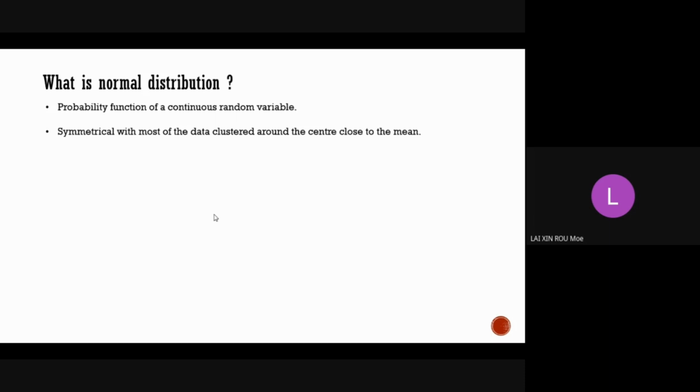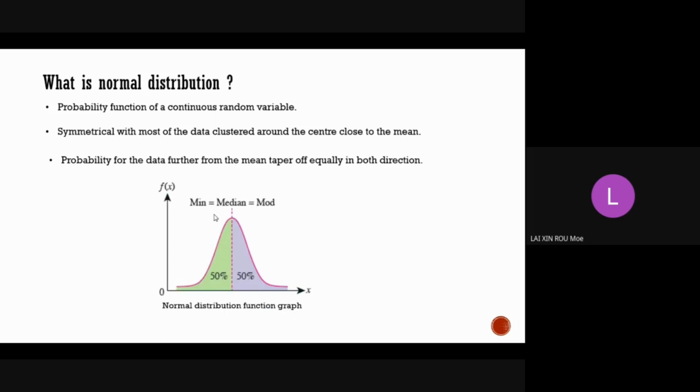So what is normal distribution? A normal distribution is a probability function of a continuous random variable, and the distribution is symmetrical with most of the data clustered around the center close to the mean. The probability for the data further from the mean tapers off equally in both directions, which is 50% of the data values is less than the mean and 50% of the data values is greater than the mean. The diagram shows the normal distribution function graph.